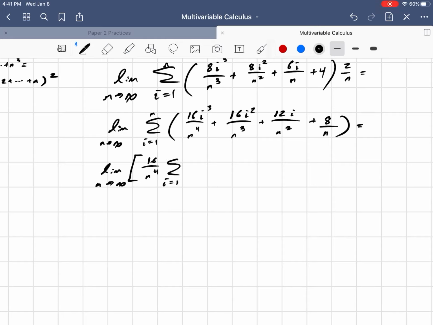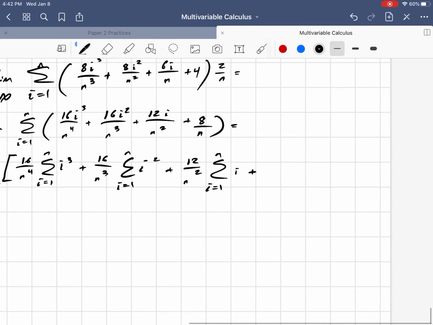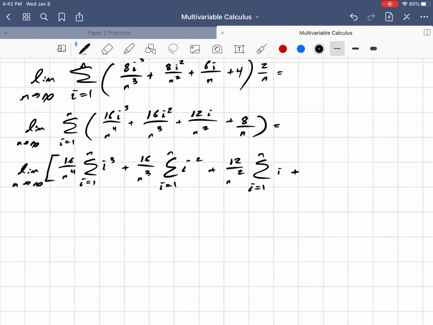They make it 16 over n to the fourth sigma i equal 1 to n of i cubed plus 16 over n cubed times sigma i equal 1 to n of i squared plus 12 over n squared sigma i equal 1 to n of i plus 8 sigma i equal 1 to n of 8 over n. 8 over n, and that's just a 1 there.